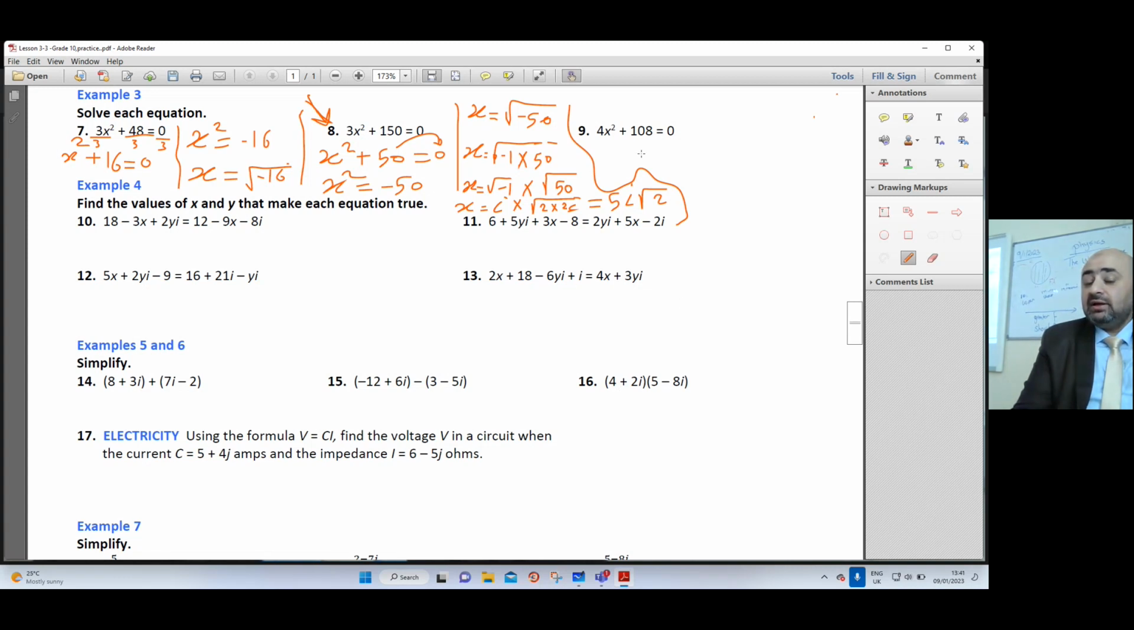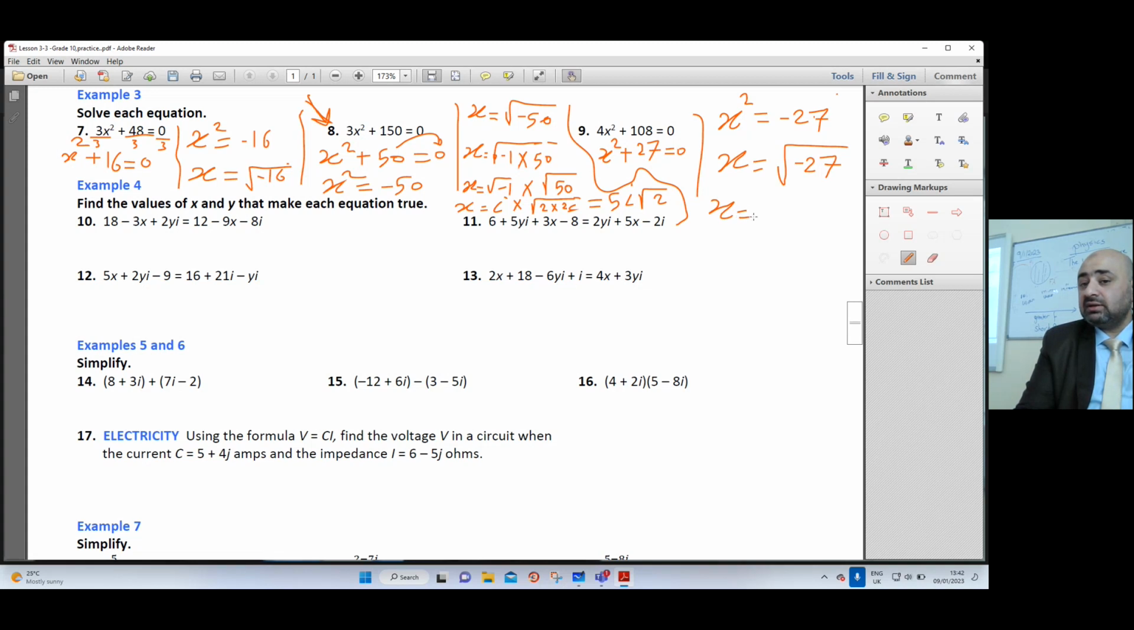Okay, listen, please. As you see here, you have 4 and here you have 108, and 4 is a common factor between 4 and 108. So you can divide the two sides of this equation by 4. So 4x squared divided by 4 will be x squared. And 108 divided by 4 will be 27. Equals 0; 0 divided by 4 will be 0. Okay, then take 27 to the next side. So x squared equals negative 27. Then take the square root of the two sides. The square root of x squared will be x, equal to the square root of negative 27.